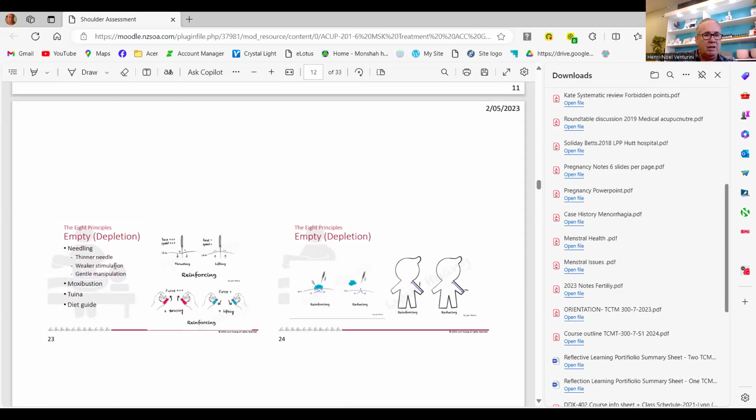The other depletion aspects is the needling and how we'd put the needles in. So we talked about the thrusting and lifting. 3 thrusts in, 1 thrust up is what I recommend. And you can see the 3 and the 1. The angle of the needle will help to support the depletion condition.